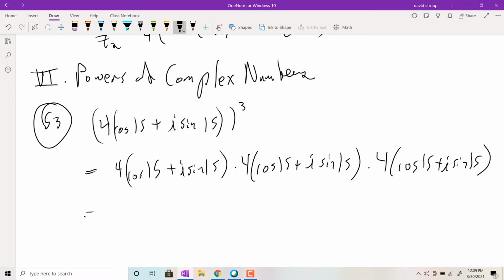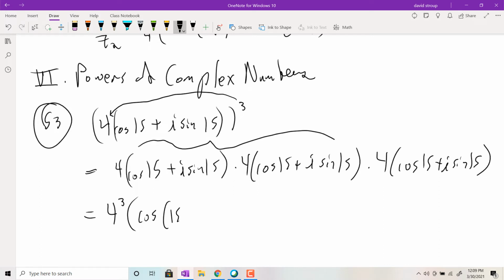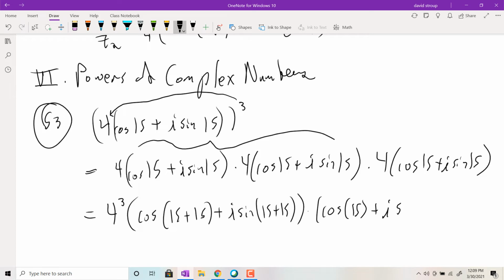So what do you end up with? You end up with 4 times 4 times 4. In other words, you just cube 4 like you normally would. Okay, so it's basically 4 cubed. And then for the first two at least, if you were to just multiply this, you're adding the arguments, right? So you end up with cosine of 15 plus 15 plus I sine of 15 plus 15 times another factor of this cosine of 15 plus I sine 15.